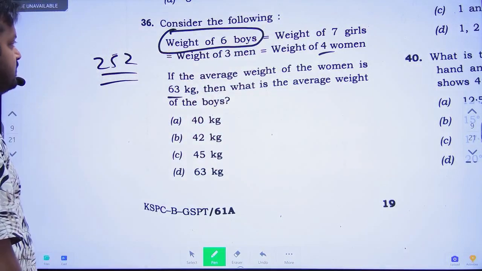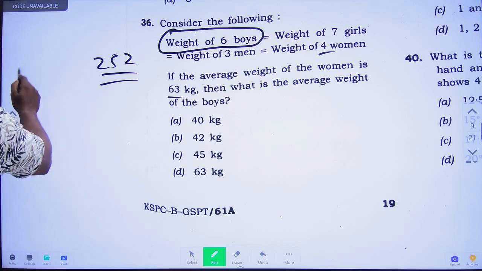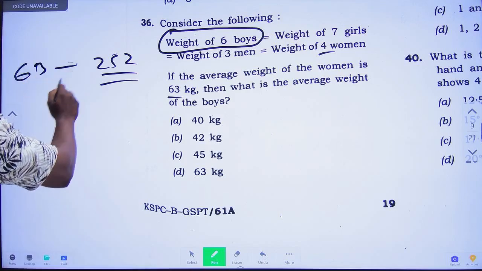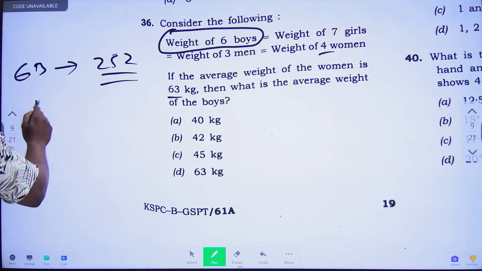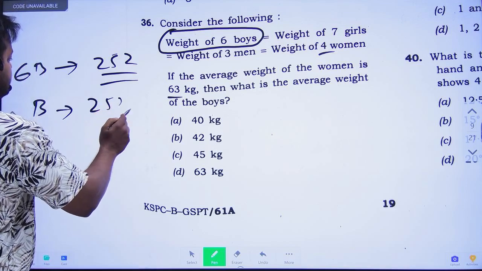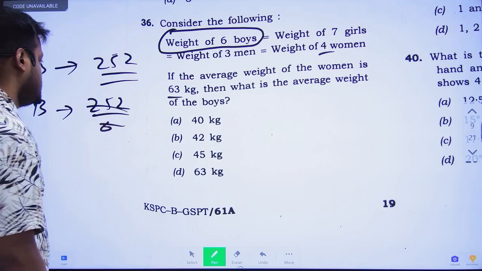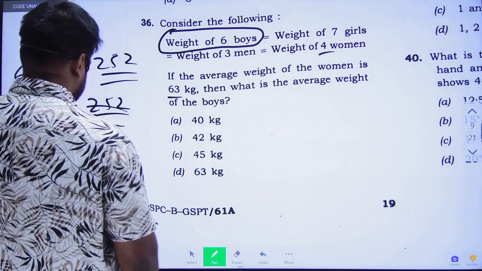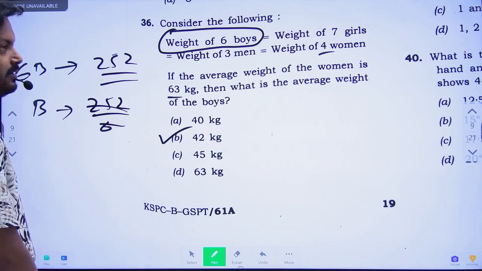Weight of 6 boys is this. So the average is how much? Average has to be 252 by 6, which is 42. Fine, 42.